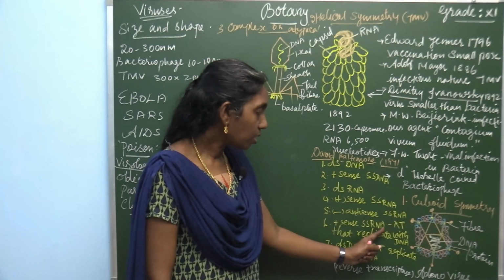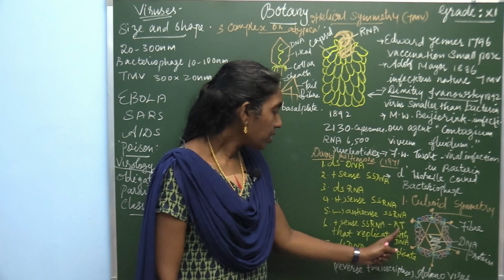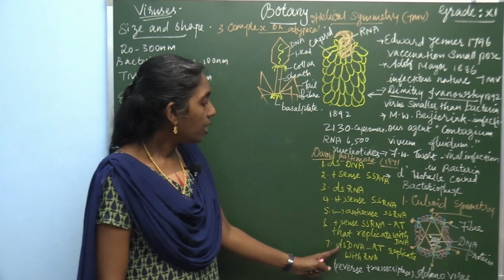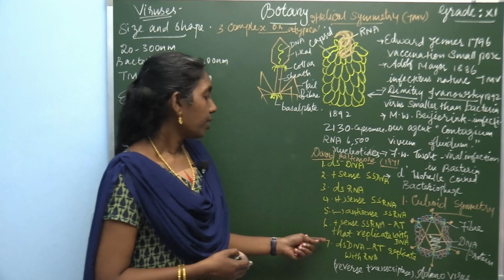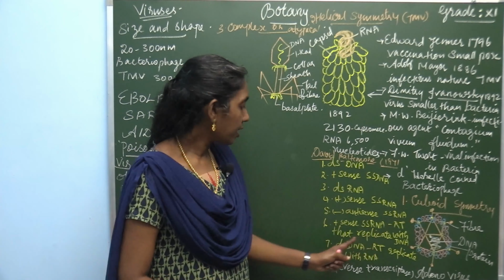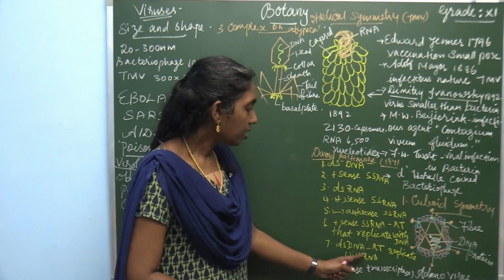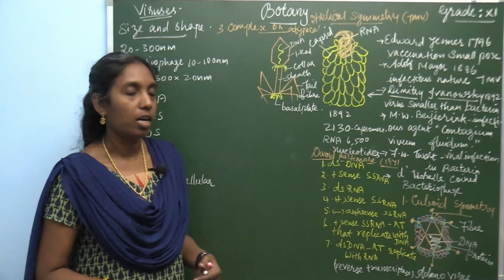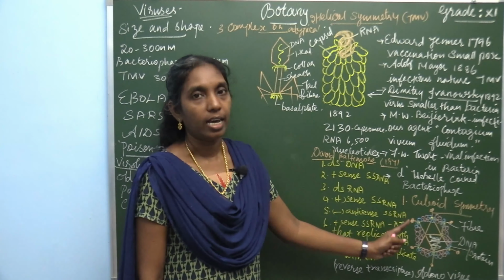Plus sense ssRNA reverse transcriptase, represented as RT, that replicates with DNA is one type of classification. dsDNA-RT that replicates with RNA is another type. Hope you understand. One replicates with DNA, another replicates with RNA. So, based on this, there are 7 different classes.